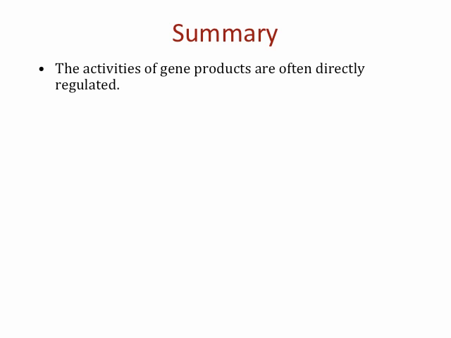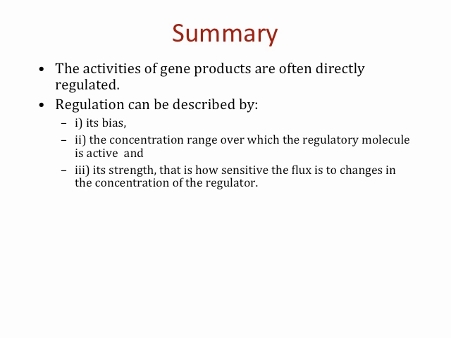So let's summarize this rather difficult lecture. The activities of gene products, such as enzymes, are often regulated. Phenomenologically, regulation is described by its bias, activation or inhibition, by the concentration range over which a regulatory molecule is active, and is also described by the strength of the regulation, what we call gain in control theory.